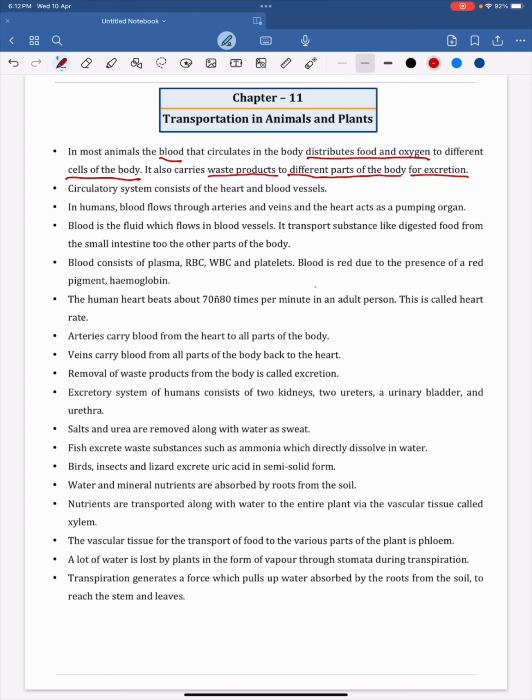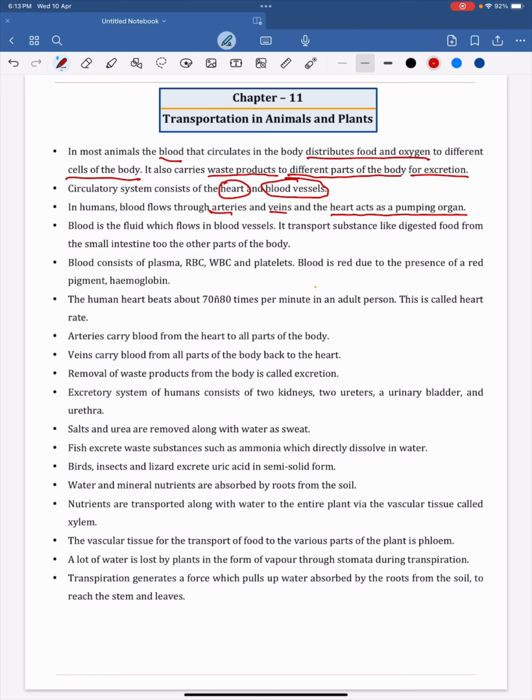The circulatory system consists of the heart and blood vessels. Yes, and blood vessels are nothing but some tube-like structures in which blood flows. In humans, blood flows through arteries and veins, and the heart acts as a pumping organ. So arteries and veins are nothing but the blood vessels. In arteries, there is oxygen-rich blood, and in veins, it is deoxygenated blood. And the heart acts as a pumping organ. Yes, we all know that the heart pumps the blood and makes it pure.